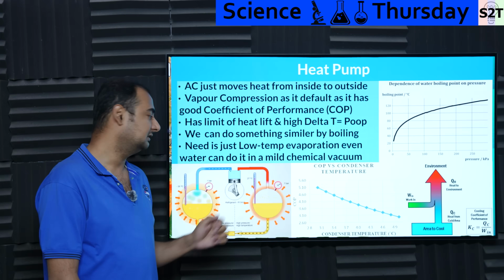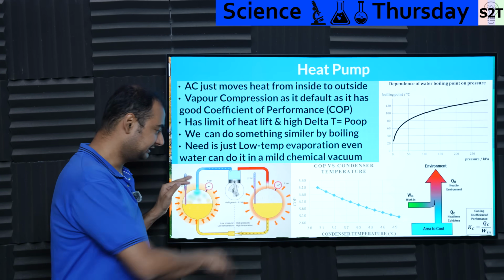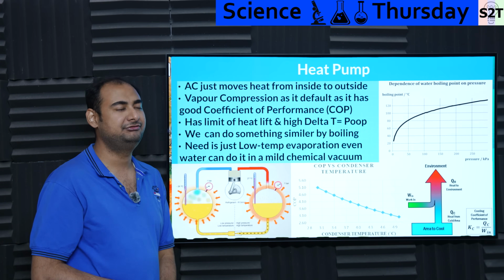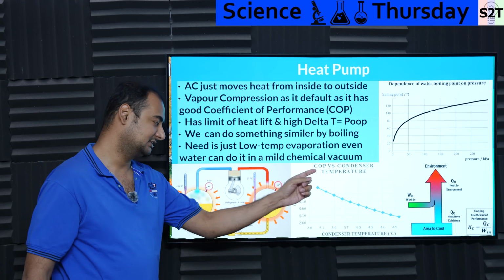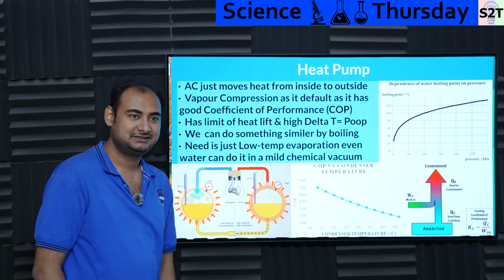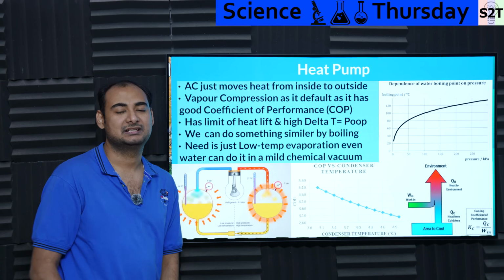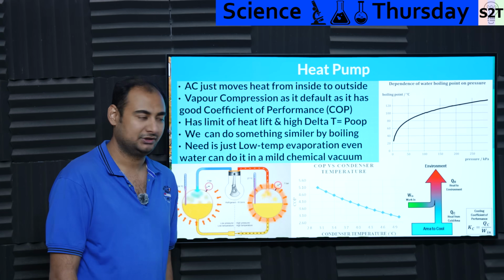So this is the compression system. And again, delta is the key. If you want to have a very energy efficient system, just make sure the condenser temperature is maintained as close to your final point as possible.